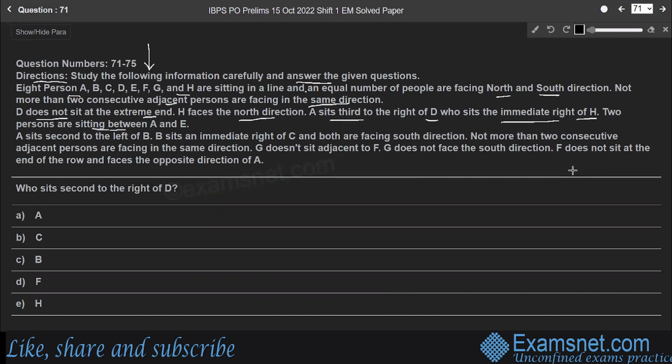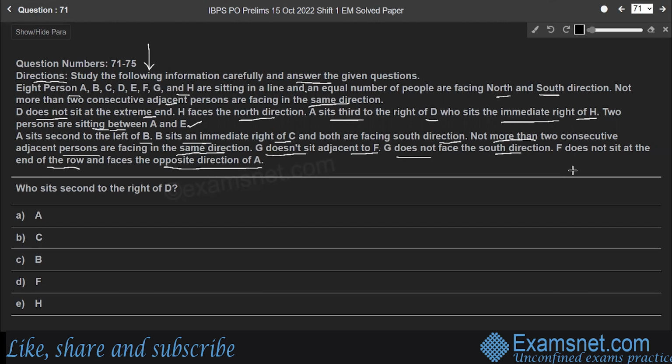2 persons are sitting between A and E. A sits second to the left of B and B sits to the immediate right of C, and both are facing south direction. Not more than 2 consecutive adjacent persons are facing in the same direction. G doesn't sit adjacent to F and G does not face the south direction. F does not sit at the end of the row and faces the opposite direction of A.